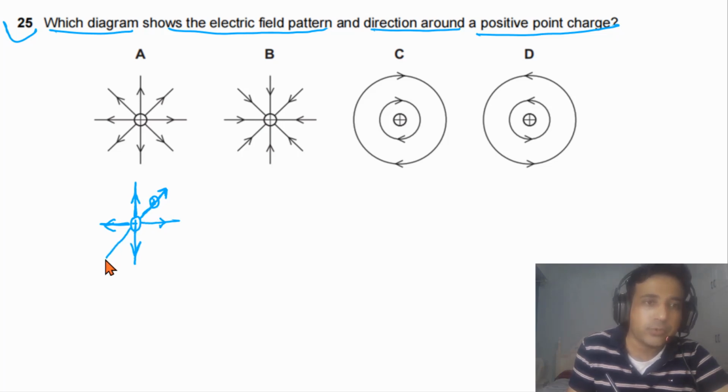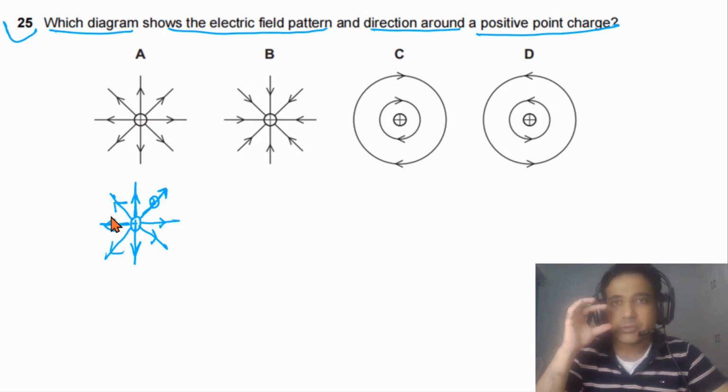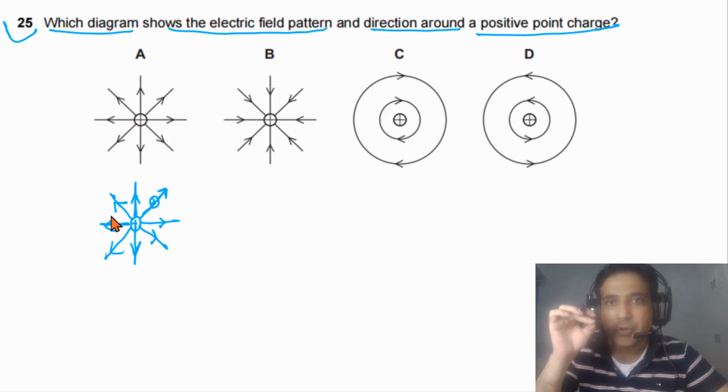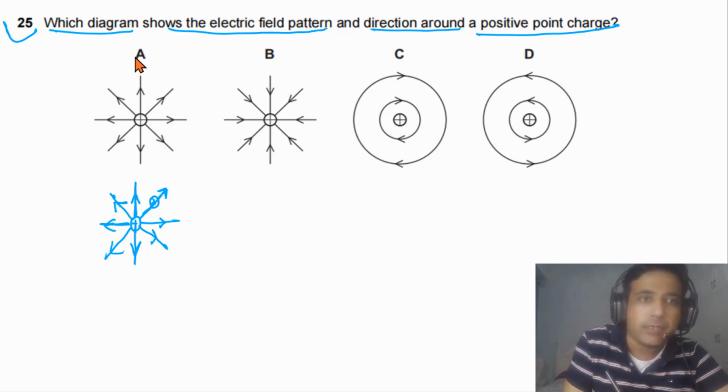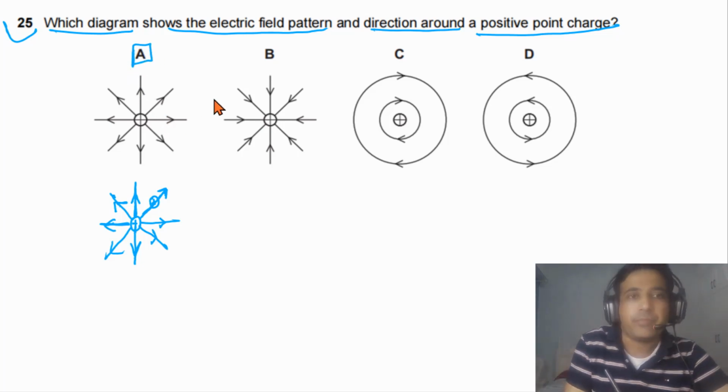So we can also draw electric field lines here. Electric field lines point away from a positive charge, because these electric field lines are telling us the direction of force on a unit positive charge. So the answer for this question has to be A. B is incorrect because this is for a negative charge, and C and D are incorrect.